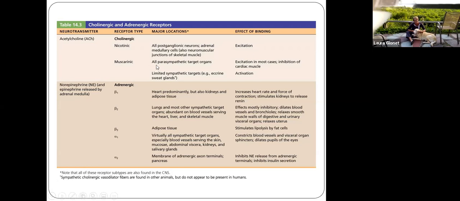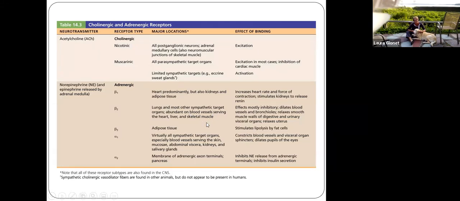Muscarinic receptors are found on all parasympathetic target organs, and limited sympathetic targets. So don't even worry about those, because that's the sweat gland that we are going to stimulate in the sympathetic division. And its effect on all parasympathetic organs is excitation in most cases, inhibition in cardiac muscle, or inhibition to other organs. All right, then we look at epinephrine and norepinephrine, your beta 1s, beta 2s, beta 3s, and alpha 1s and alpha 2s. So you can read that on your own.